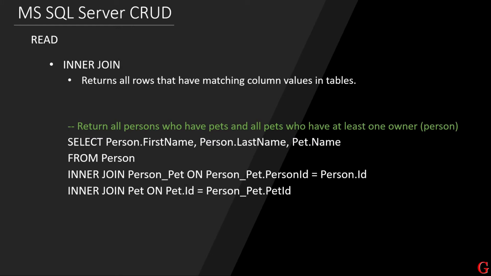Maybe the most common join type is inner join. Inner join returns all rows that have matching values in both tables. Join contains the on keyword followed by the table name and a column name. The column value must be the same in both tables. In this example, the select statement returns all persons who have pets and all pets who have at least one owner in the database. If a person has 2 pets, the person is returned twice.